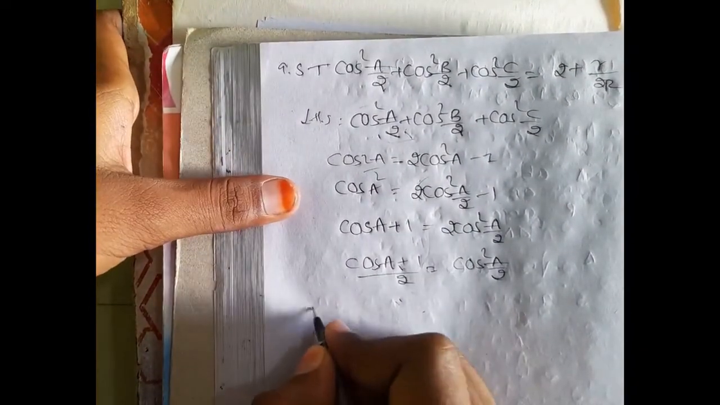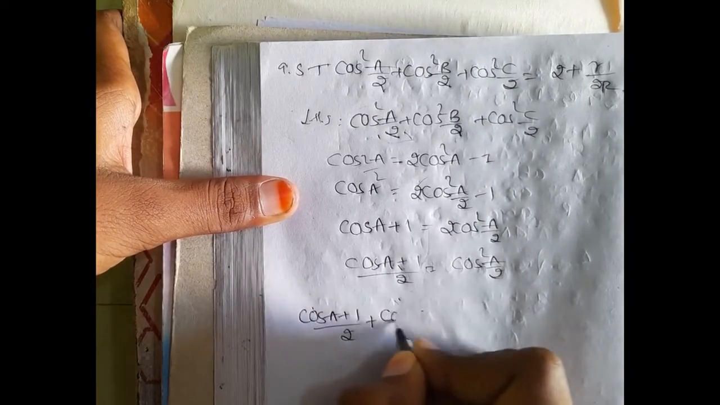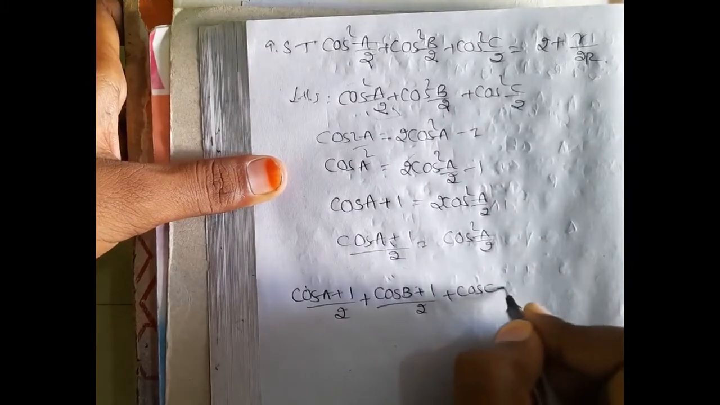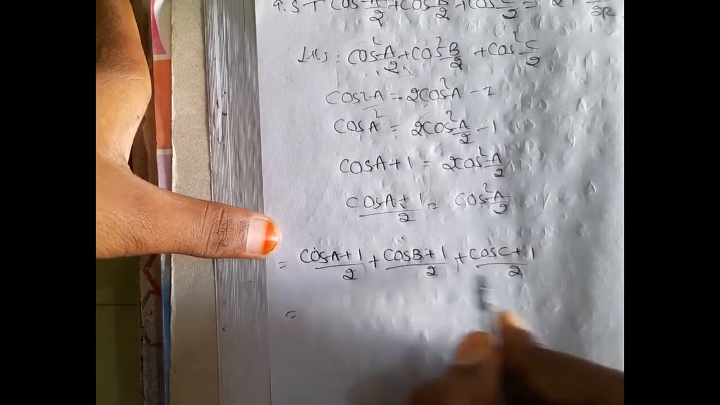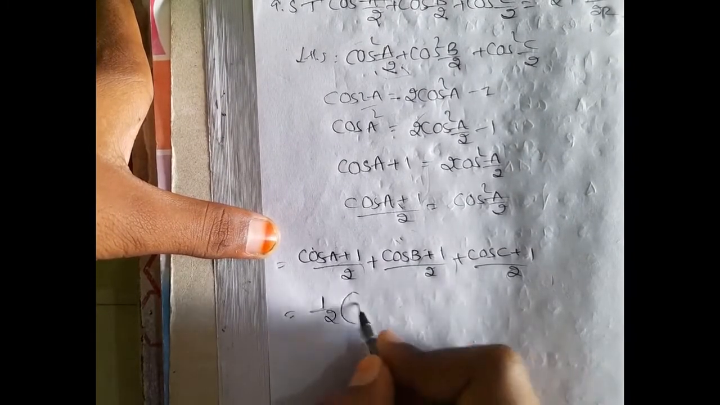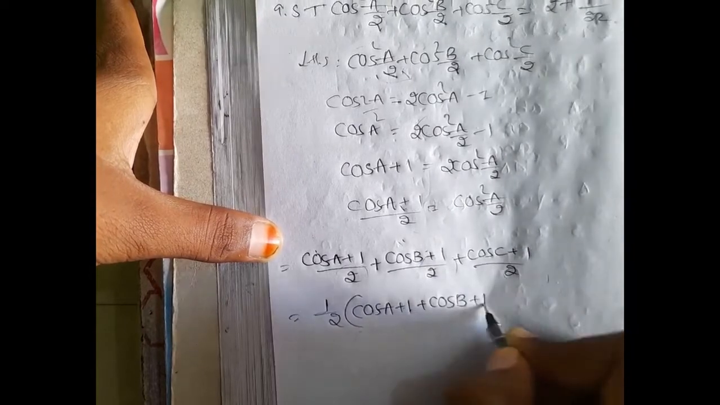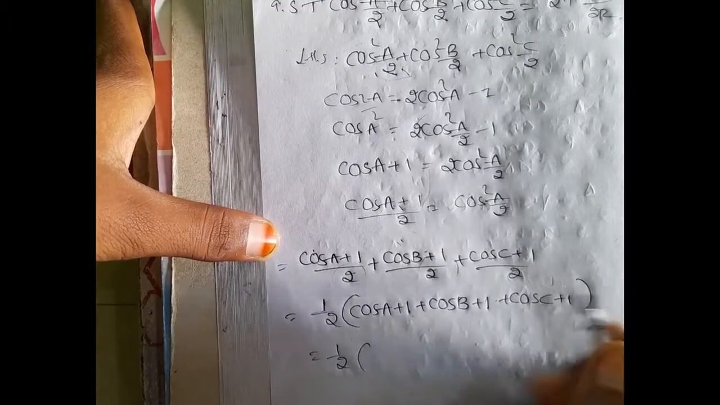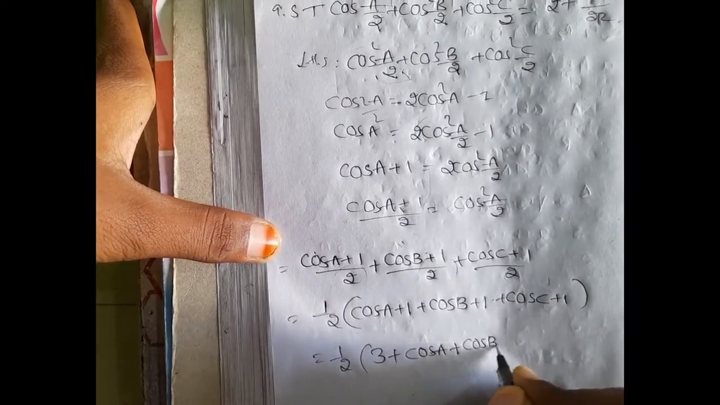Now, cos a plus 1 by 2 plus cos b plus 1 by 2 plus cos c plus 1 by 2. Taking 1 by 2 common from all these: 1 by 2 of cos a plus 1 plus cos b plus 1 plus cos c plus 1. Now 1 by 2 of 1 plus 1 plus 1, 3, plus cos a plus cos b plus cos c.